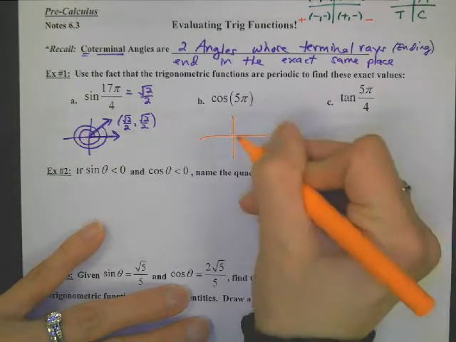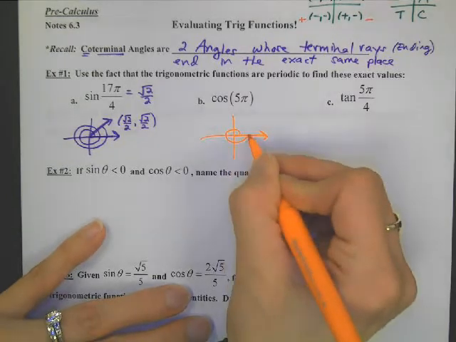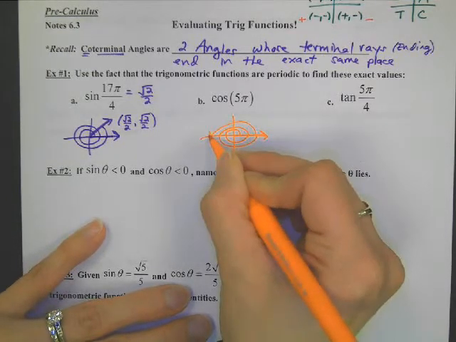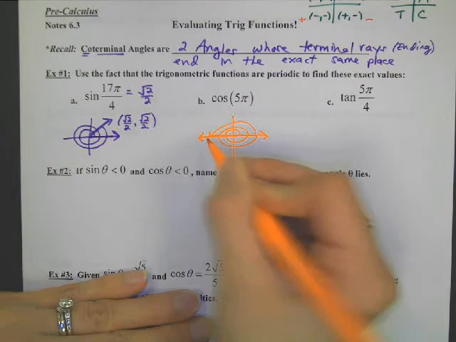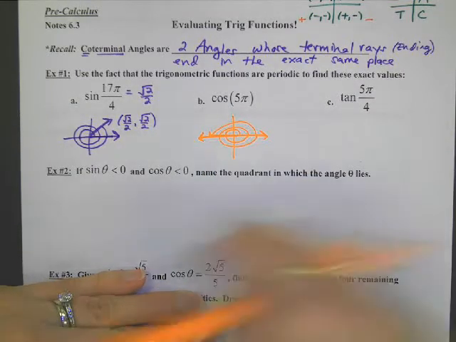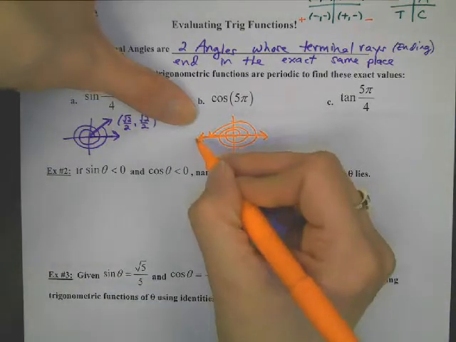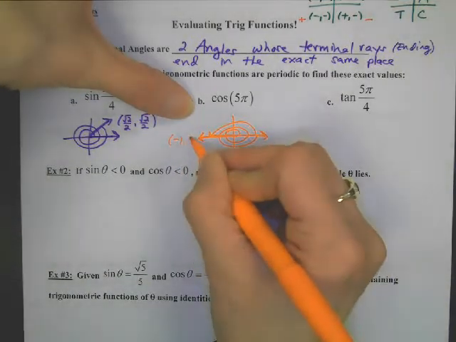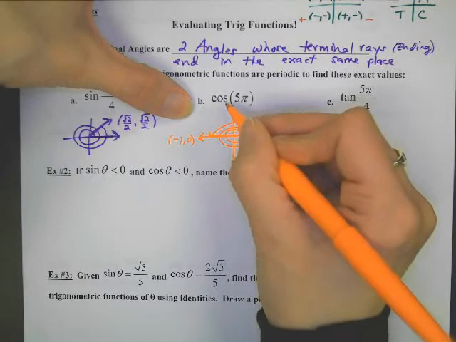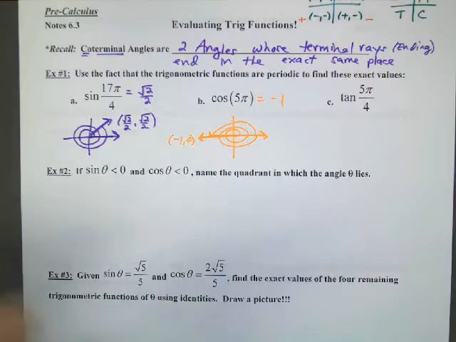All right, cosine for 5 pi. 1 pi, 2 pi, 3 pi, 4 pi, 5 pi is right here. Same place as regular pi, but you have to swing around that many times. Make sure you show me the curlicues. The point here is negative 1 comma 0. I say cosine, you say negative 1.